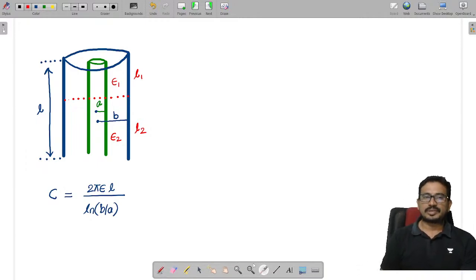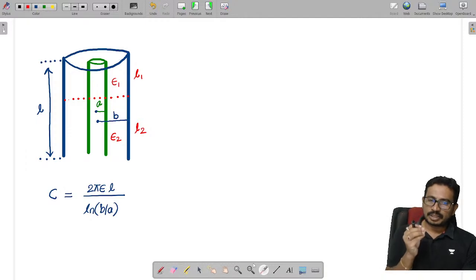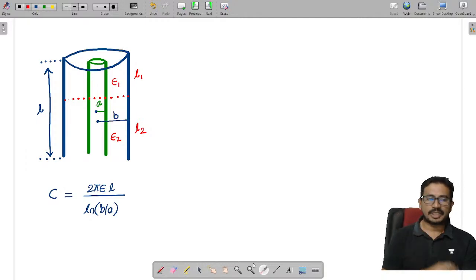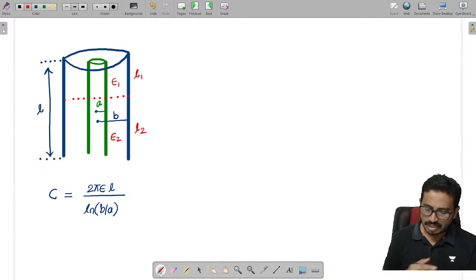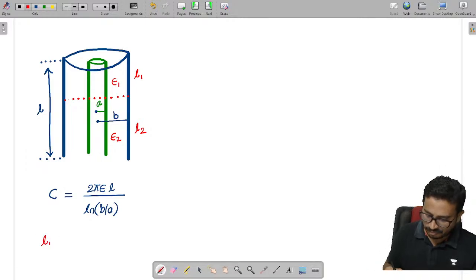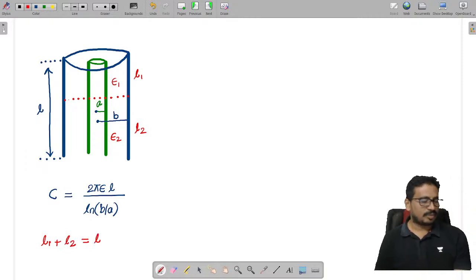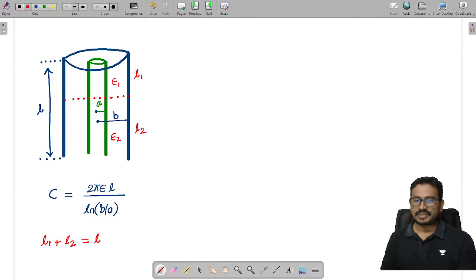So अभी हमने, we need to analyze what are the variable parameters. And अगर आपने ध्यान से देखा तो here, this is L1 plus L2, which is nothing but the total length of a cylinder ना. L1 plus L2, which is the total length of a cylinder.